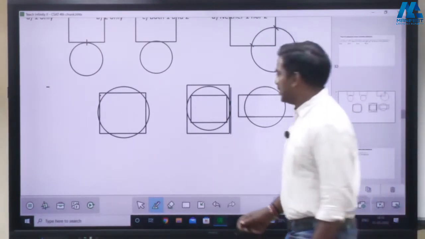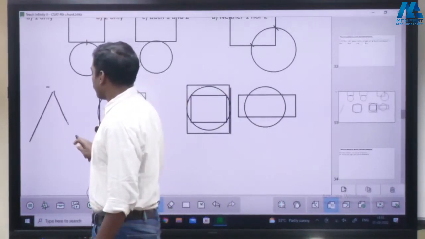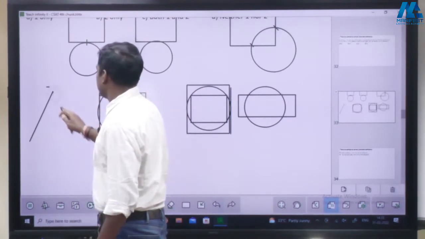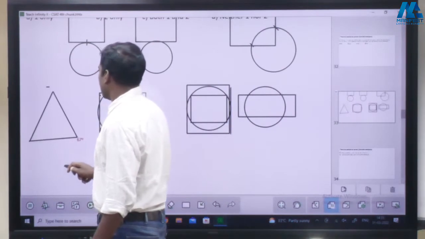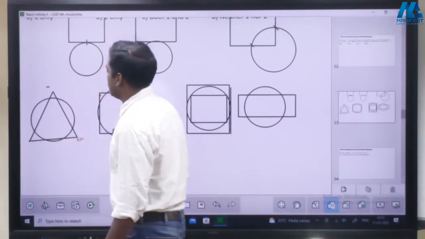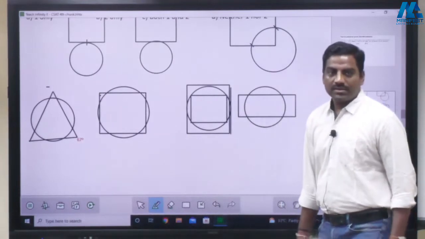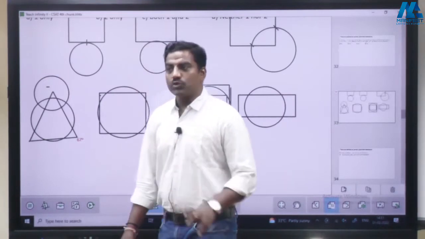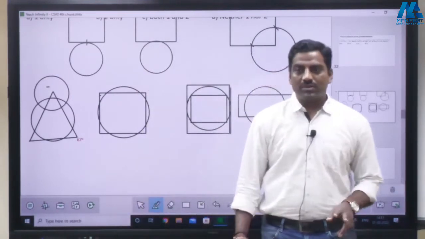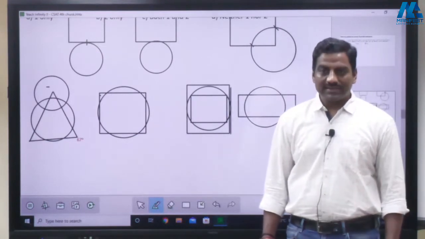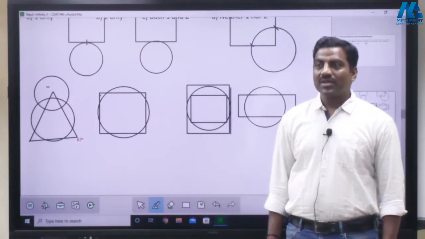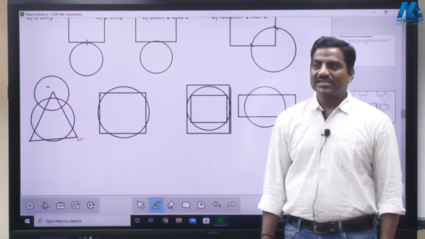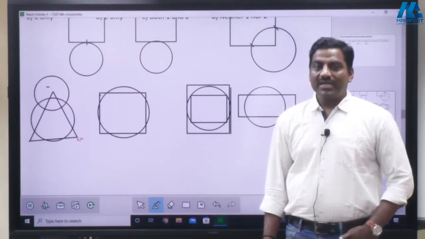What about triangle? Triangle and a circle? 6. Yes. Minimum 2. So minimum is 2. For any diagram, minimum is 2. And maximum depends upon how many sides it has. In triangle, 2 and 6. In square, 2 and 8. If you take pentagon, you can just imagine 2 and 10. Like that.